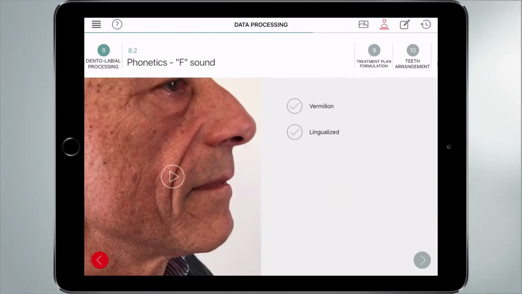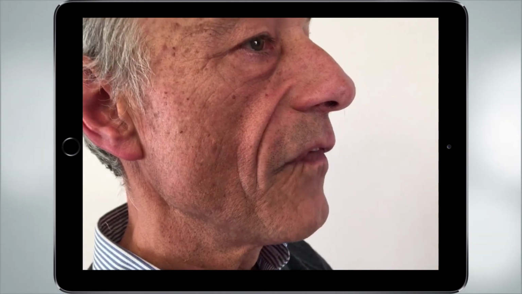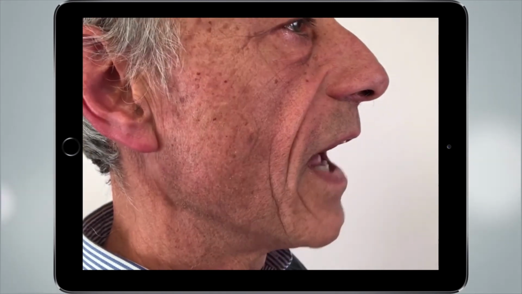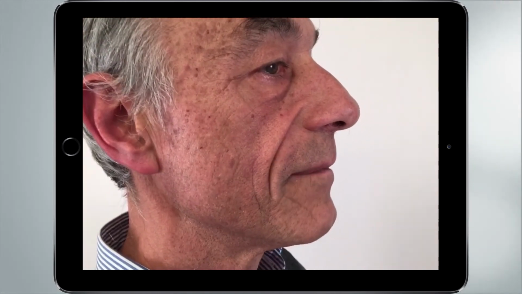So go ahead now to the step 8.2, where you have the F sound. We try the F sound, we push the arrow over here, and you see the value of the patient. You see that more or less we are inside the vermilion border of the lower lip. It means that we have the chance to see it.